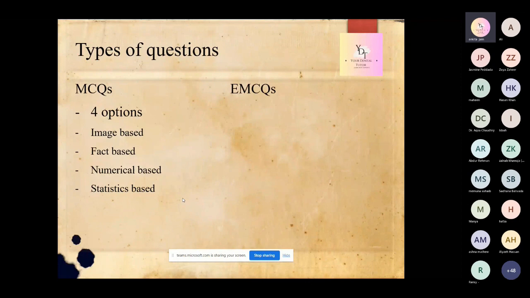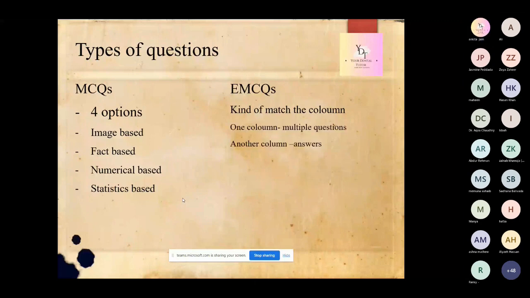While EMCQs are generally in the form of match the column, where one column has the questions and the other column has the corresponding answers. Answers could be more than the questions, and you have to pick the answer from that particular list. And these are mostly fact based.